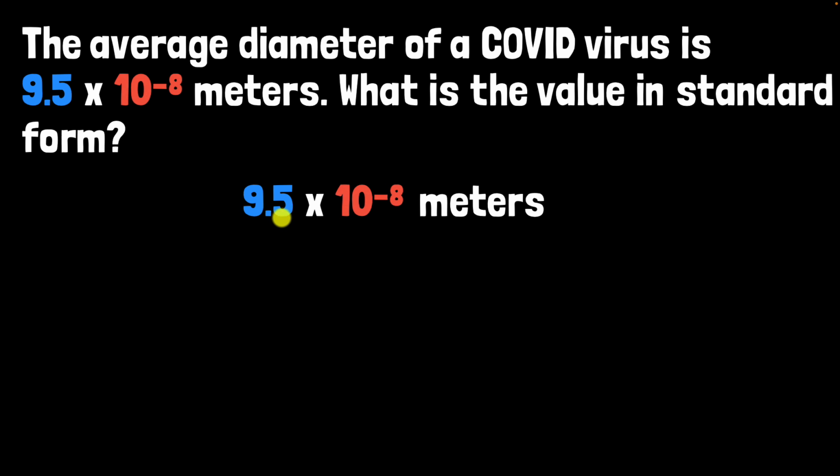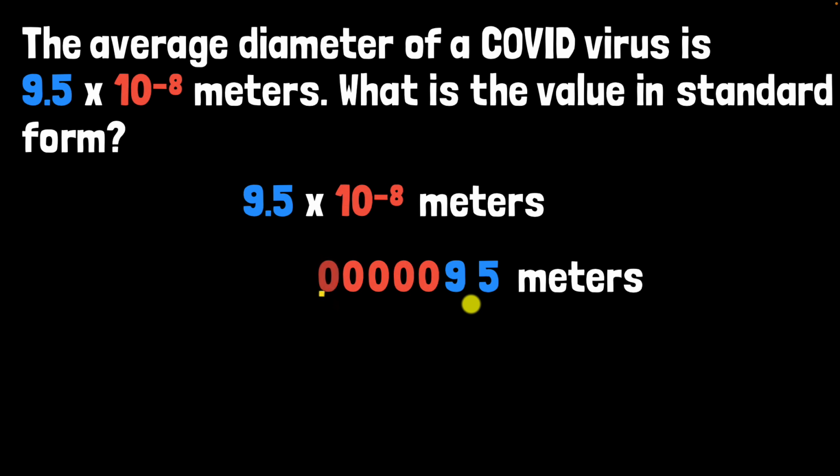So let's start with what's given, the significand. That's 9.5. And then we just shift the decimal to the left 8 times. So let's do it together. 1, 2, 3, 4, 5, 6, 7, 8. Done. And of course, we're going to put a point. You're going to put a 0 over here. So this is the standard form.